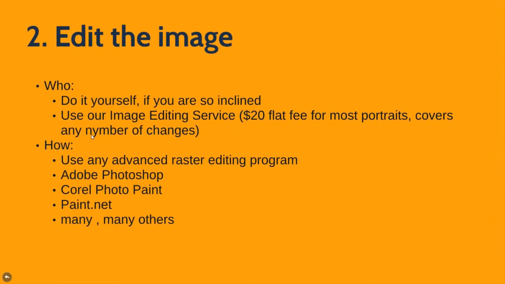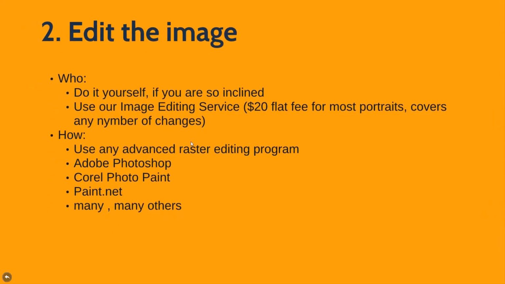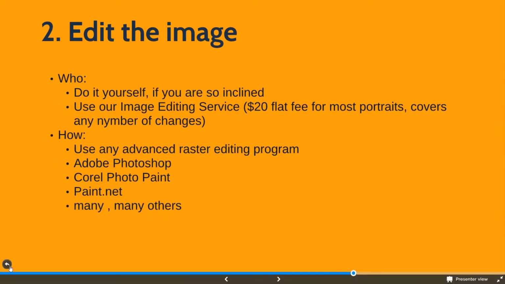I have a typo here. It covers any number of changes to your image if you're not happy with it, or you want other follow-up changes. How to do that? You can use any advanced raster editing program. A typical example is Adobe Photoshop or Corel Photo Paint. Then there's a free one called Paint.net, and there are many others.